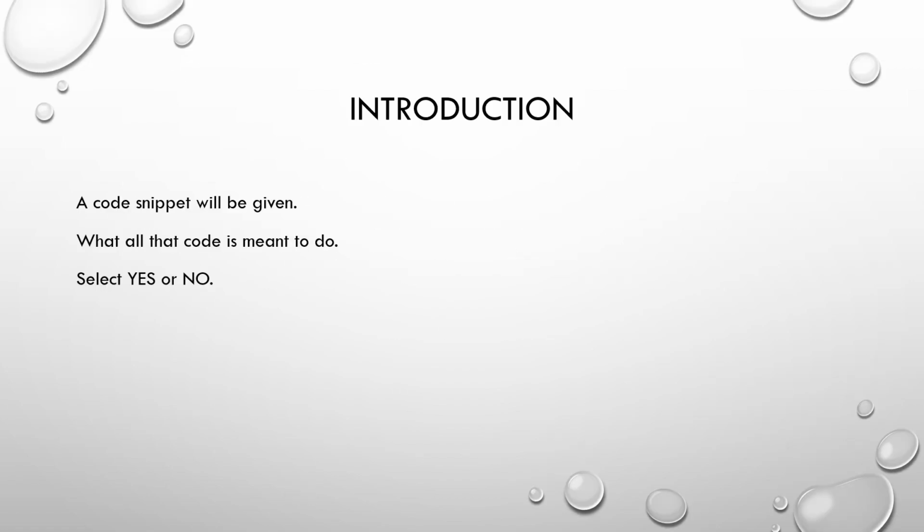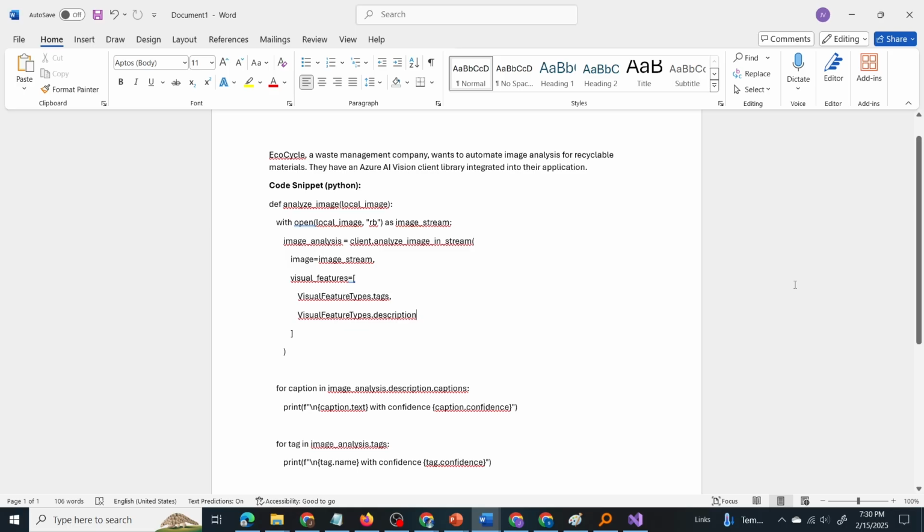Before getting into the question, first we will have a look into the format of the question. There will be a code snippet provided and we have to figure out what that code is meant to do. Now there will be some statements provided and you have to select whether those statements are true or false based on the code provided. Now let us get into the question.